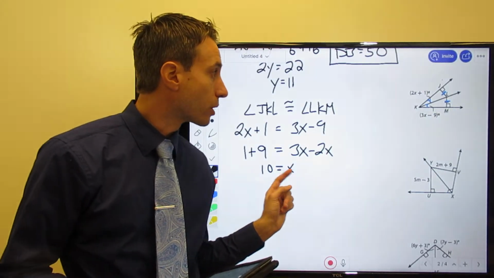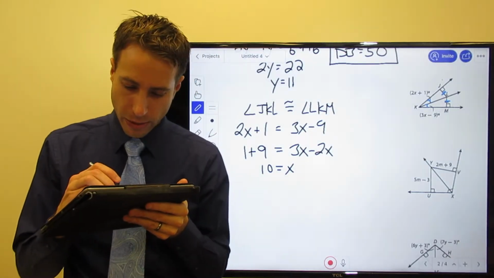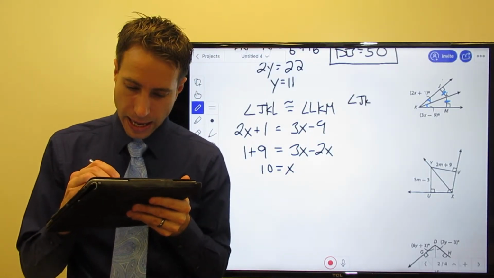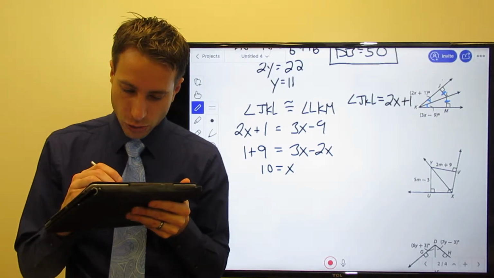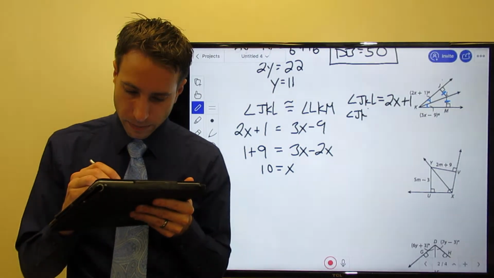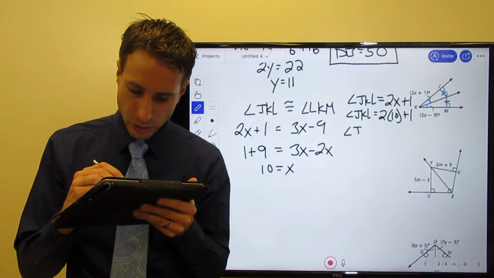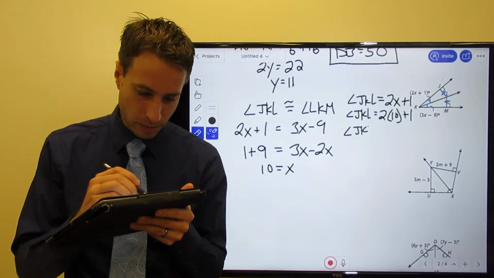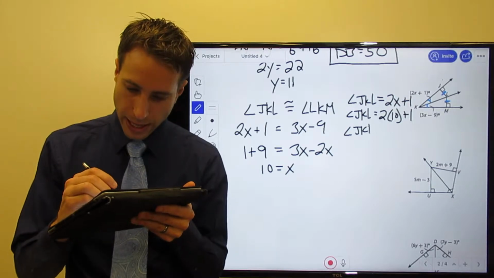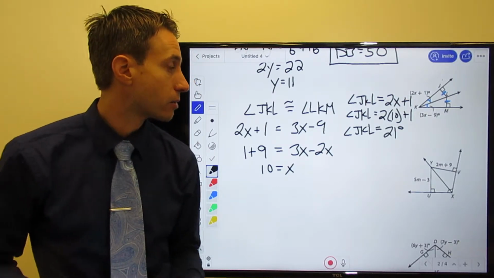Well, I got x is equal to 10, but I want to know what is the actual measure of those angles. We can do that. Angle JKL is equal to 2x plus 1. Let's go ahead and drop that 10 in there. 2 times 10 plus 1, which means angle JKL is equal to 21 degrees, right?